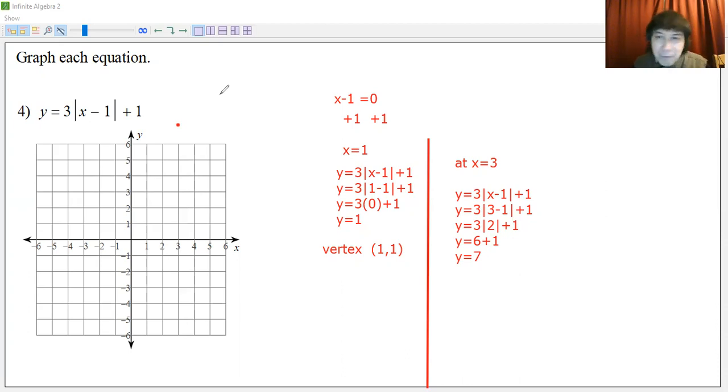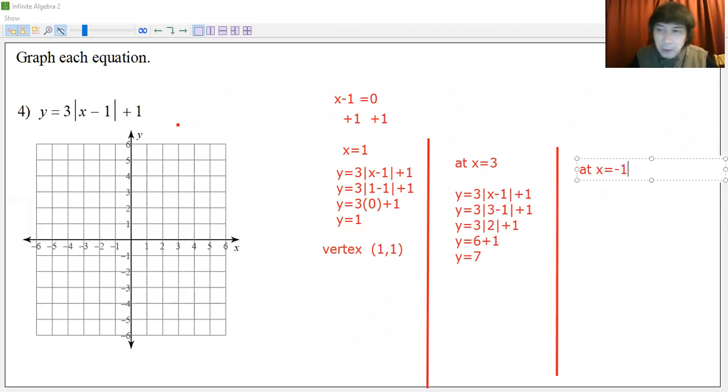Now we can still continue with a value to the left of the positive 1 that we obtained. And that will be at negative 1. That will be the other point. Just like what I said, it's 2 units. 2 units to the right of 1 is 3. Now 2 units to the left of 1, and that'll be at negative 1. So we shall compute with the negative 1 value. This will be at x is equal to negative 1.